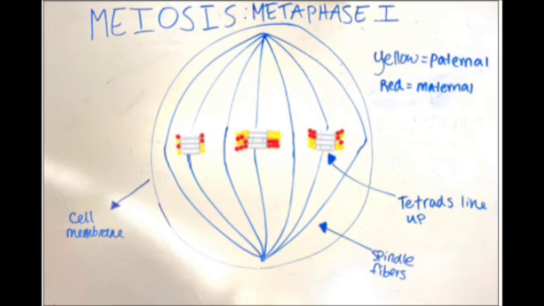In metaphase 1 of meiosis, the pairs of homologous chromosomes align in the middle of the cell. The tetrads line up, which means that the homologous pairs bind each other and there are spindle fibers. Metaphase 1 is important because the daughter cells only have half the number of chromosomes of the original cell. Each daughter cell is a haploid, which means that there is only 1 copy of each chromosome.